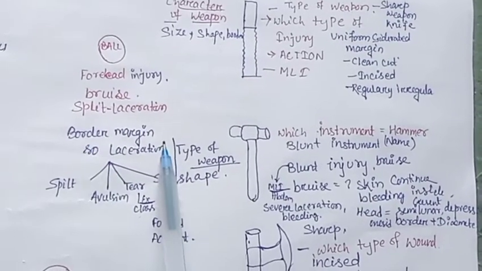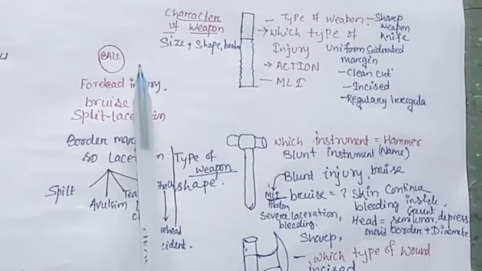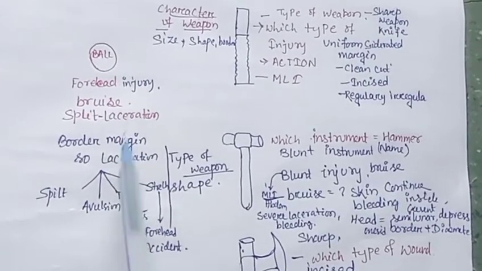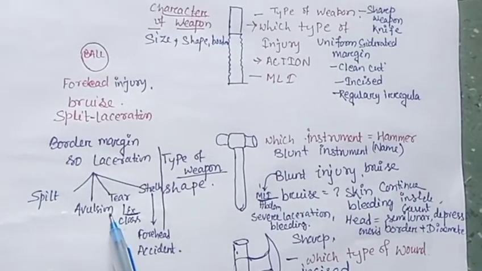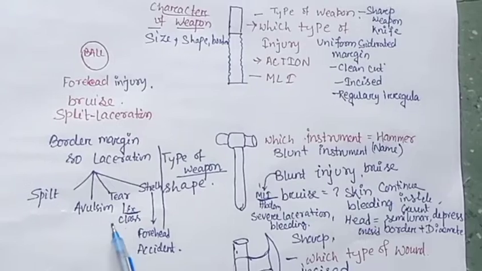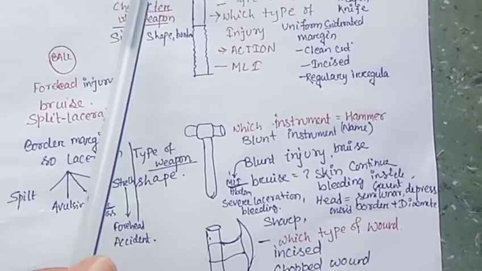So according to the border margin, you can say which type of weapon or instrument produced this injury. This questionnaire leads to the types of laceration: split, avulsion, tear and stretch. So this is the blunt instrument we have discussed.